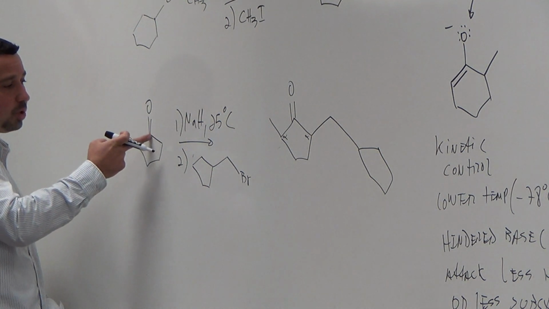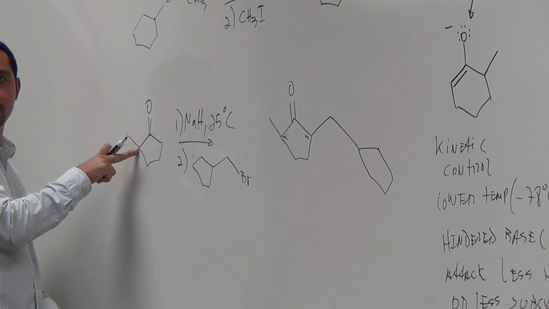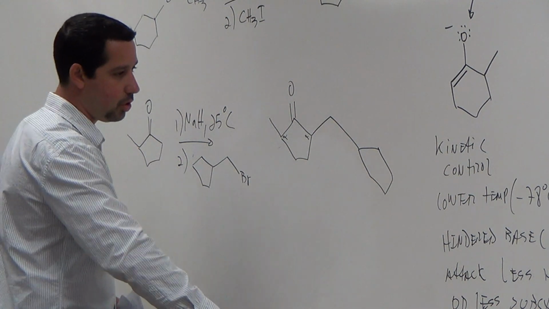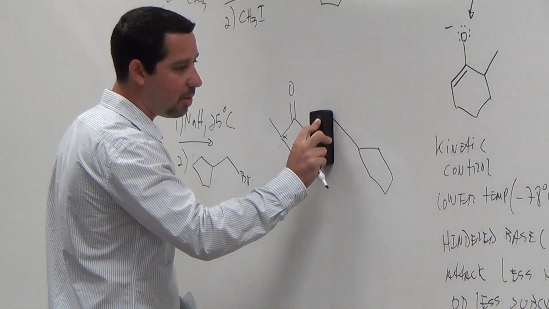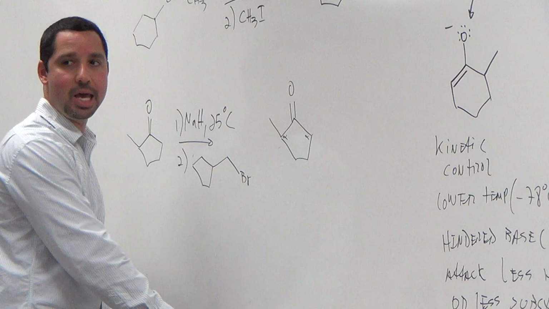So the double bond that is going to form is here. Alkylation will be here. Right. Okay? So not this one, because this is what type of product? This is kinetic. Kinetic, yeah.